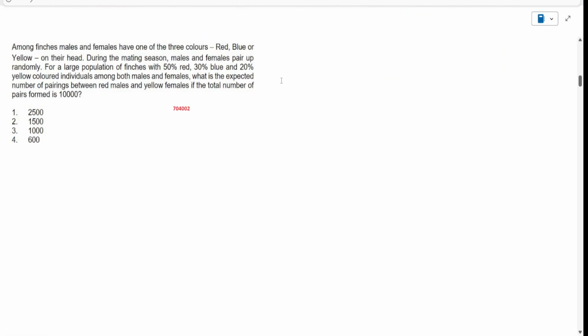Next question. The question says that among finches, which are a type of bird, males and females have one of the following colors: red, blue, and yellow on their head. During the mating season, males and females pair up randomly. For a large population of finches, 50% are red, 30% blue, and 20% yellow colored individuals among both the males and females.